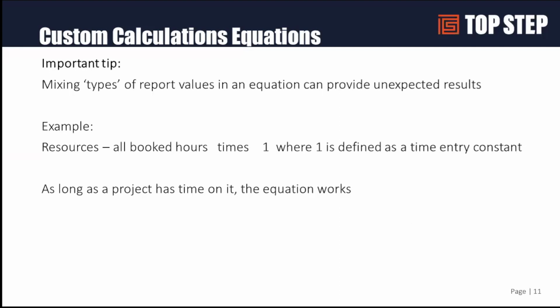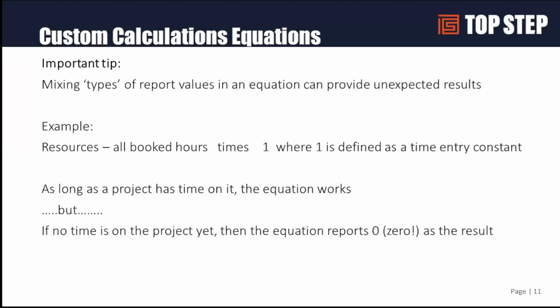If the project has time on it, then the equation works because there are time entries related to the project. So therefore, when you use this constant of 1, all booked hours times 1 time entry equals all booked hours. However, you probably can see this coming. If the project does not have any time on it, then there is no time record for it to be able to use a constant of 1 to represent. So therefore, all booked hours is multiplied by 0, and now your value is 0.